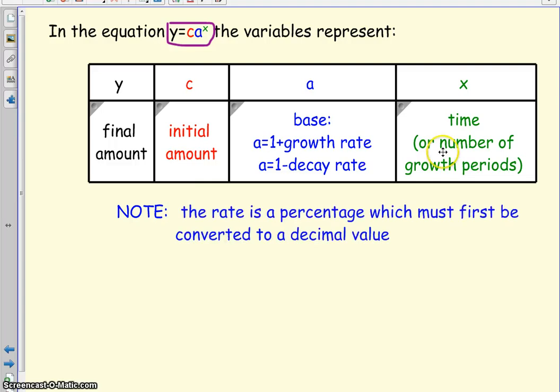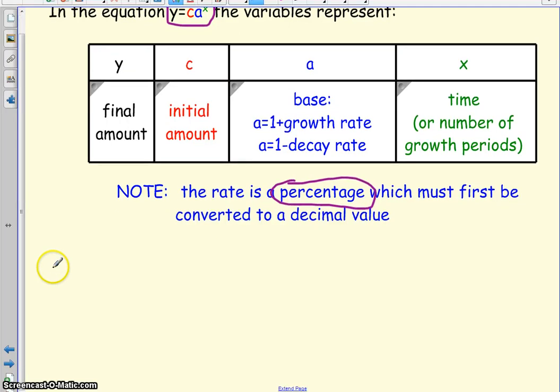The other thing to keep in mind is that growth rates and decay rates are almost always given as percentages, so I always have to convert to a decimal value by dividing by 100. You'll see what we mean. But this basic equation, y equals c times a to the x, can be your starting point for just about every single word problem you're going to run into.